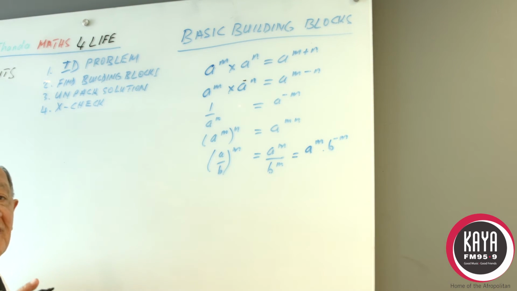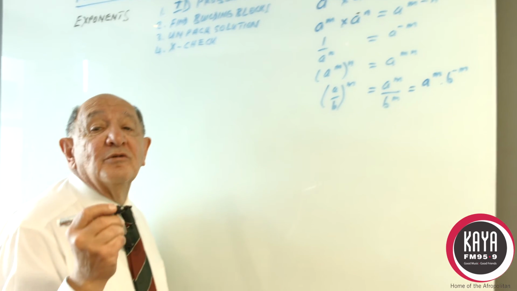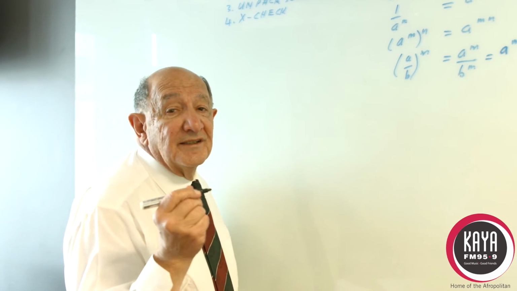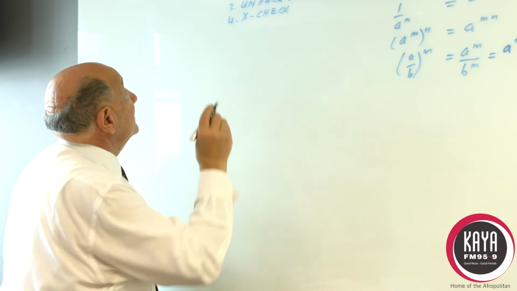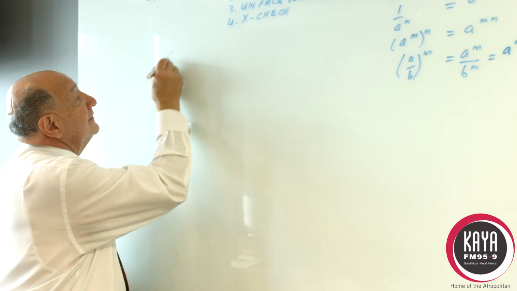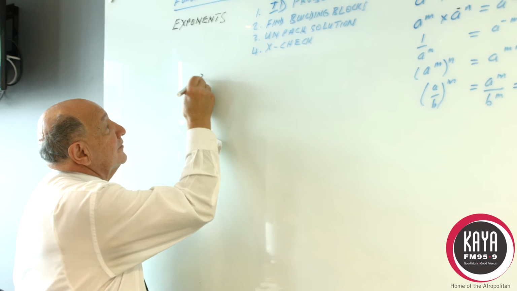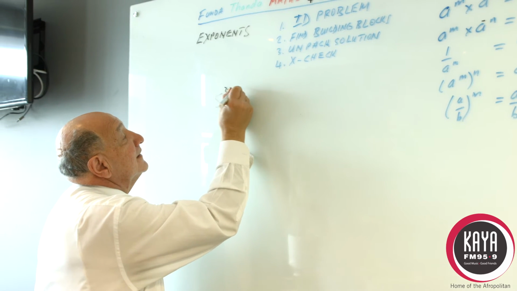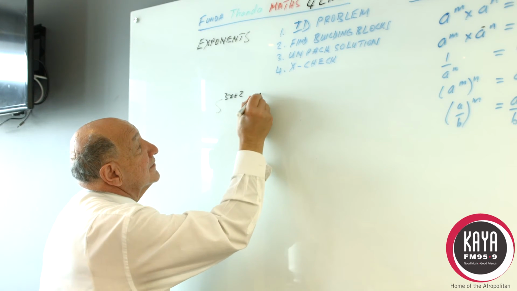So let us look at an exponential equation, which is a type of equation you get in matric. So we have here 5 to the power of 3x plus 2 equals 1.